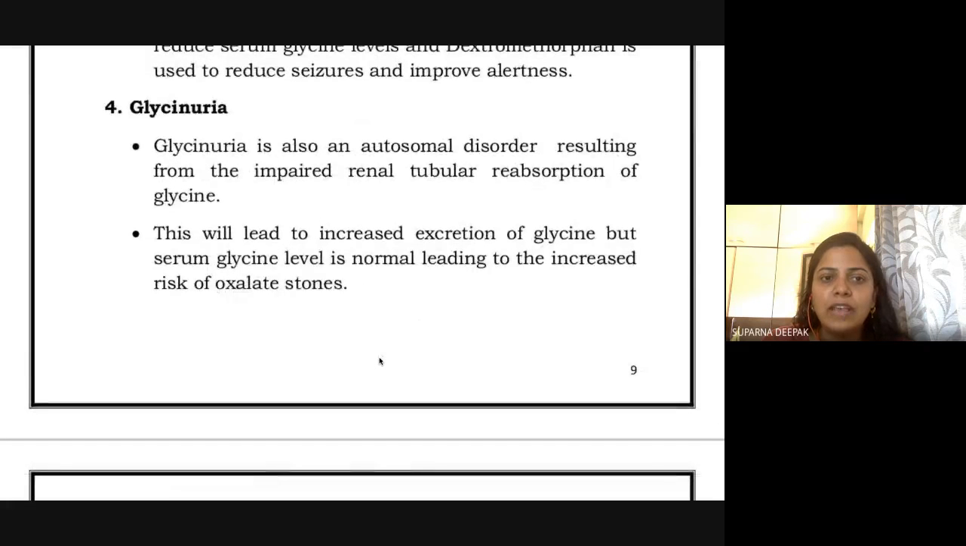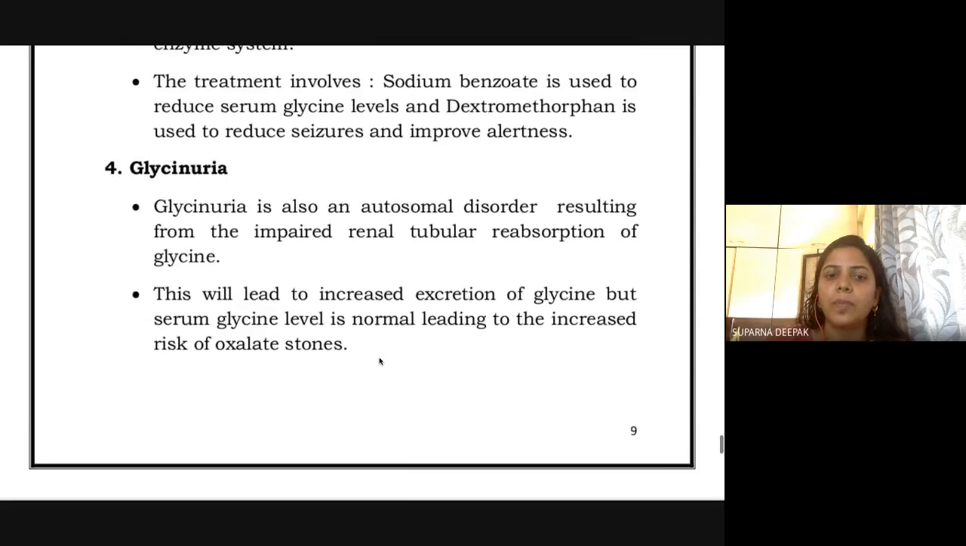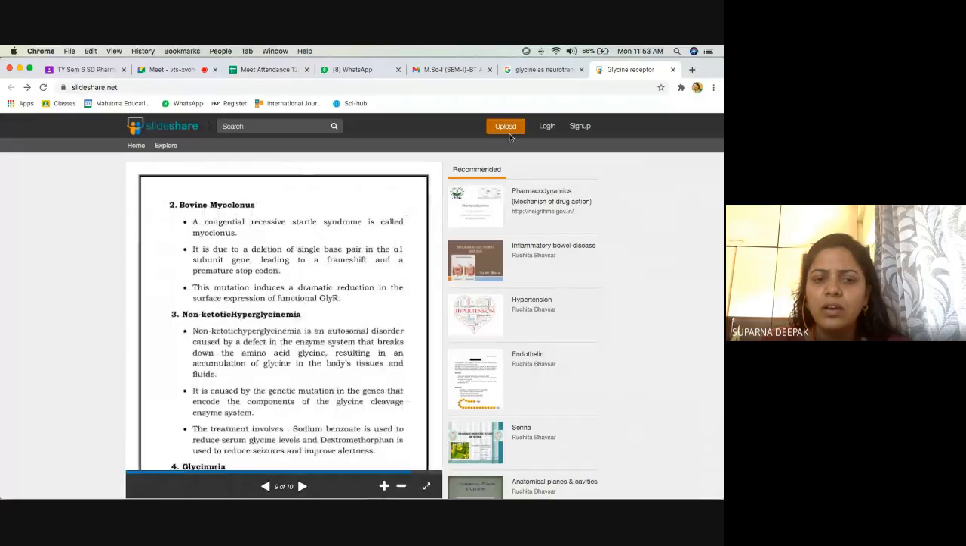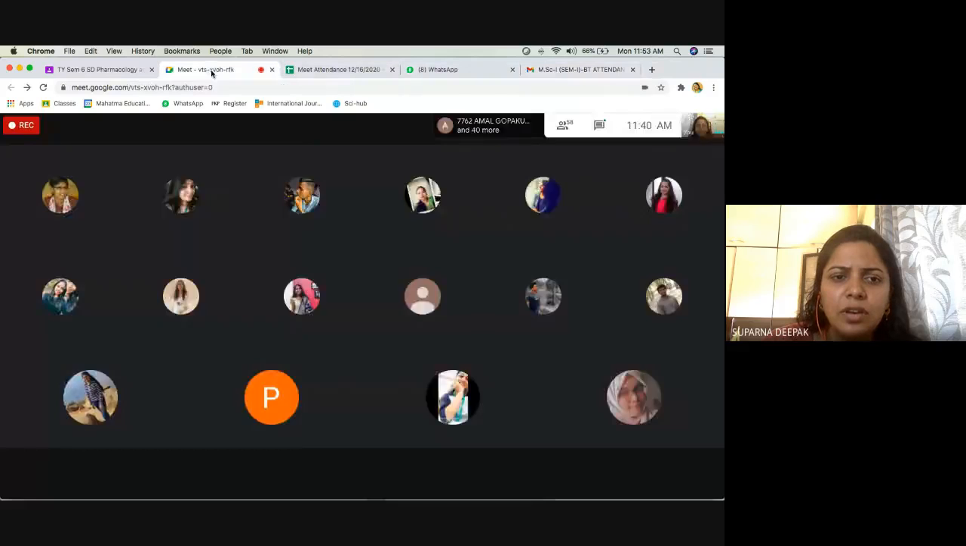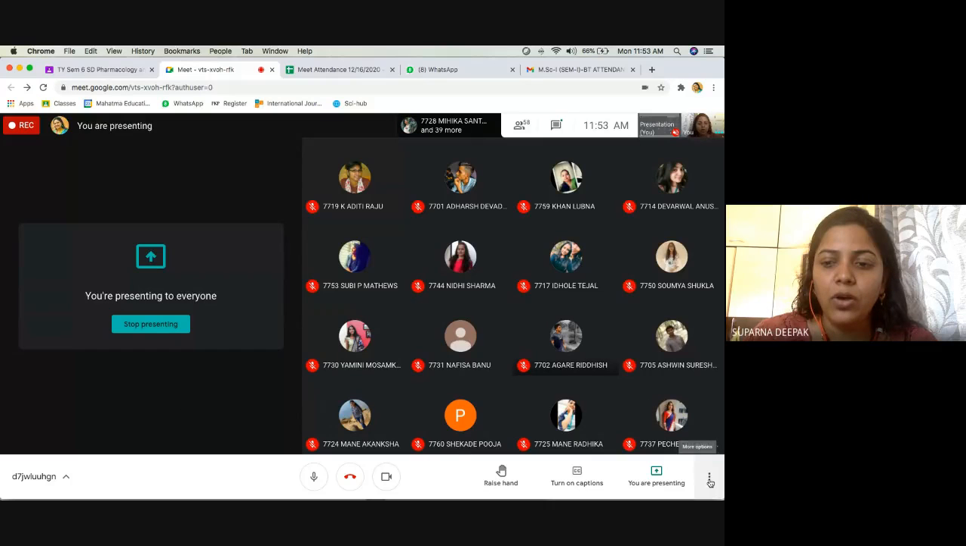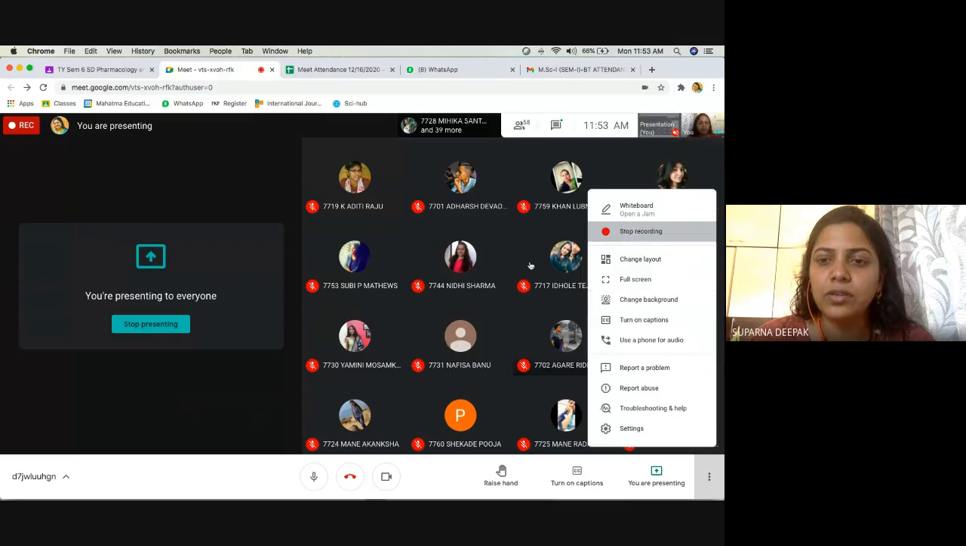Last one is glycinuria, which is again an autosomal disorder, where it can cause a reabsorption problem in the kidney. Okay, so that is all about glycine, and that's how the neurotransmitter and its receptor work for glycine. Am I clear with all this about glycine?